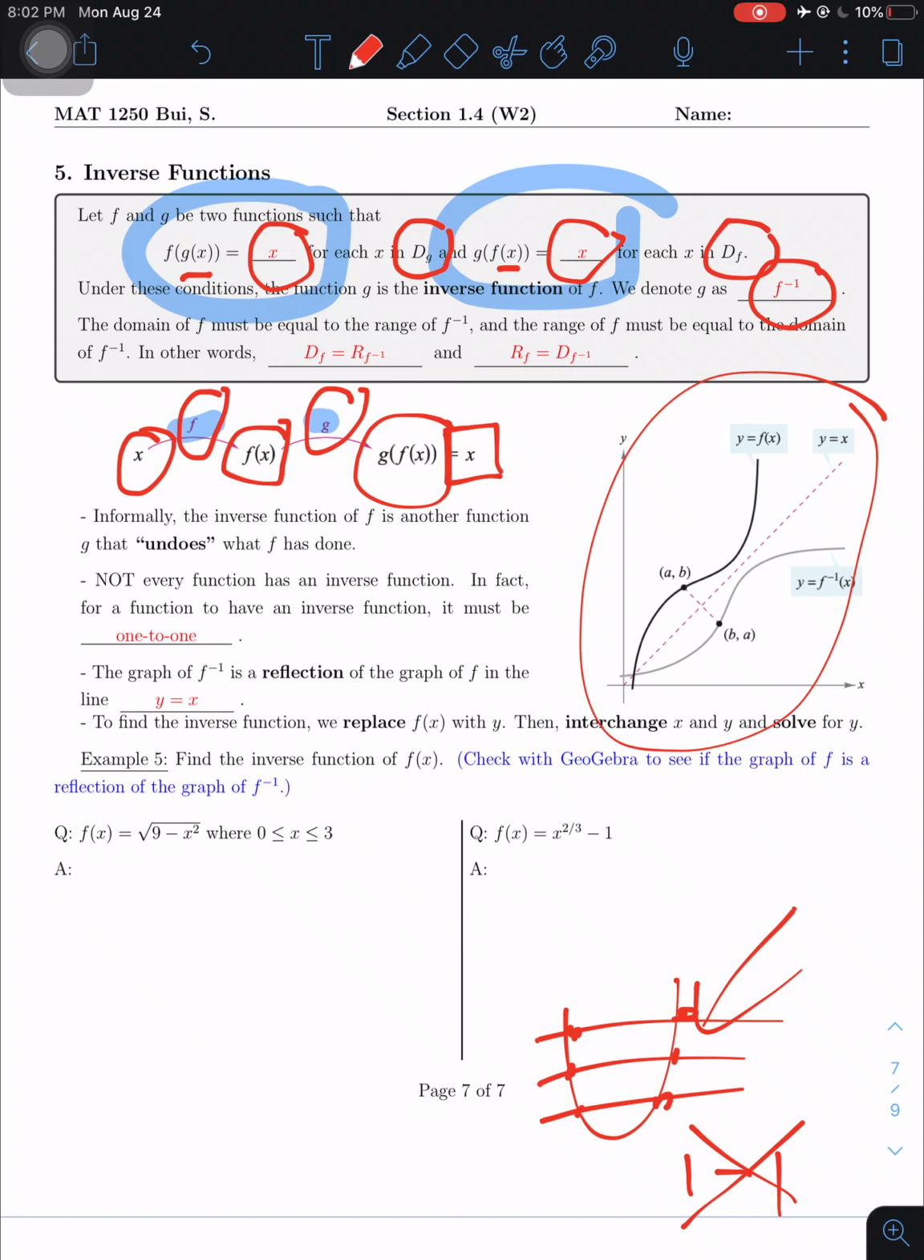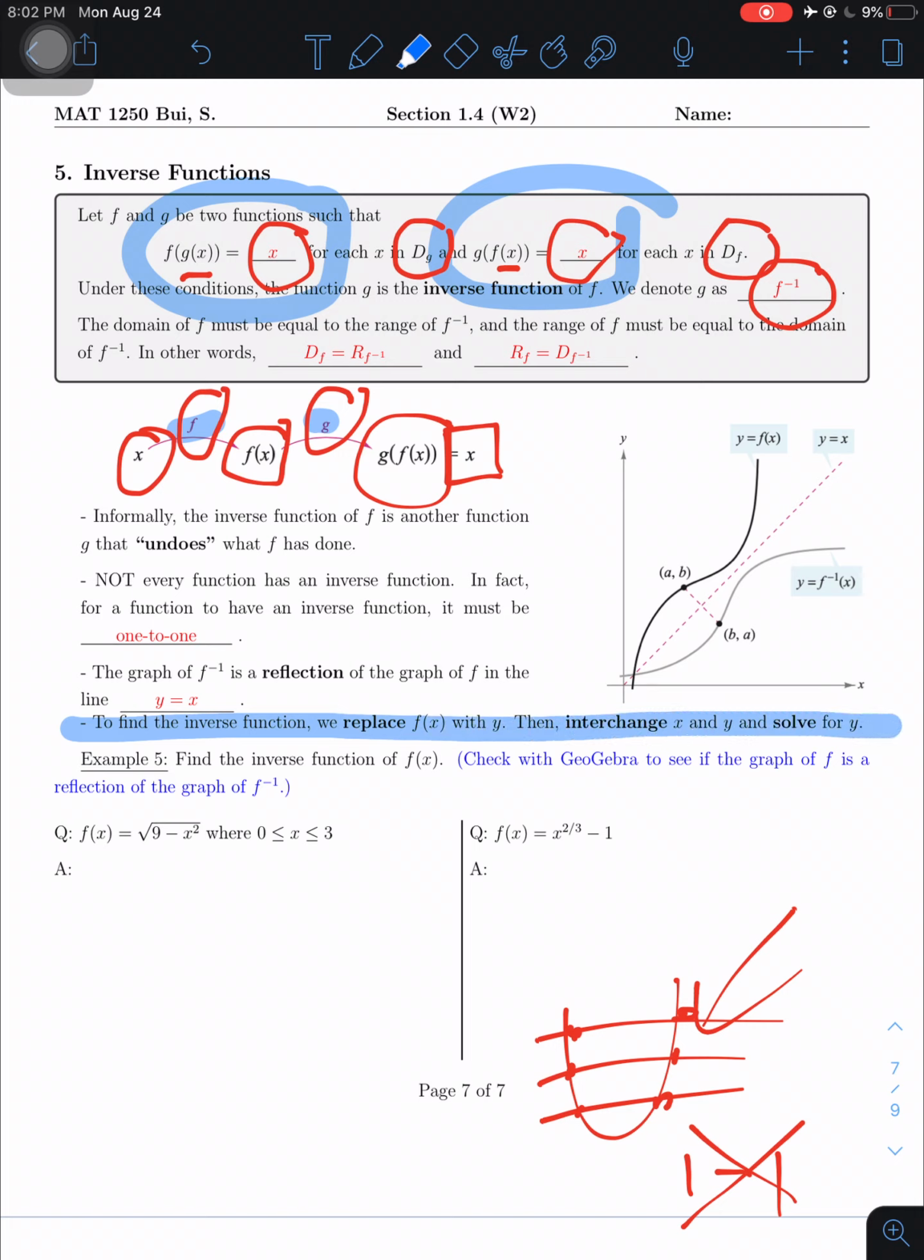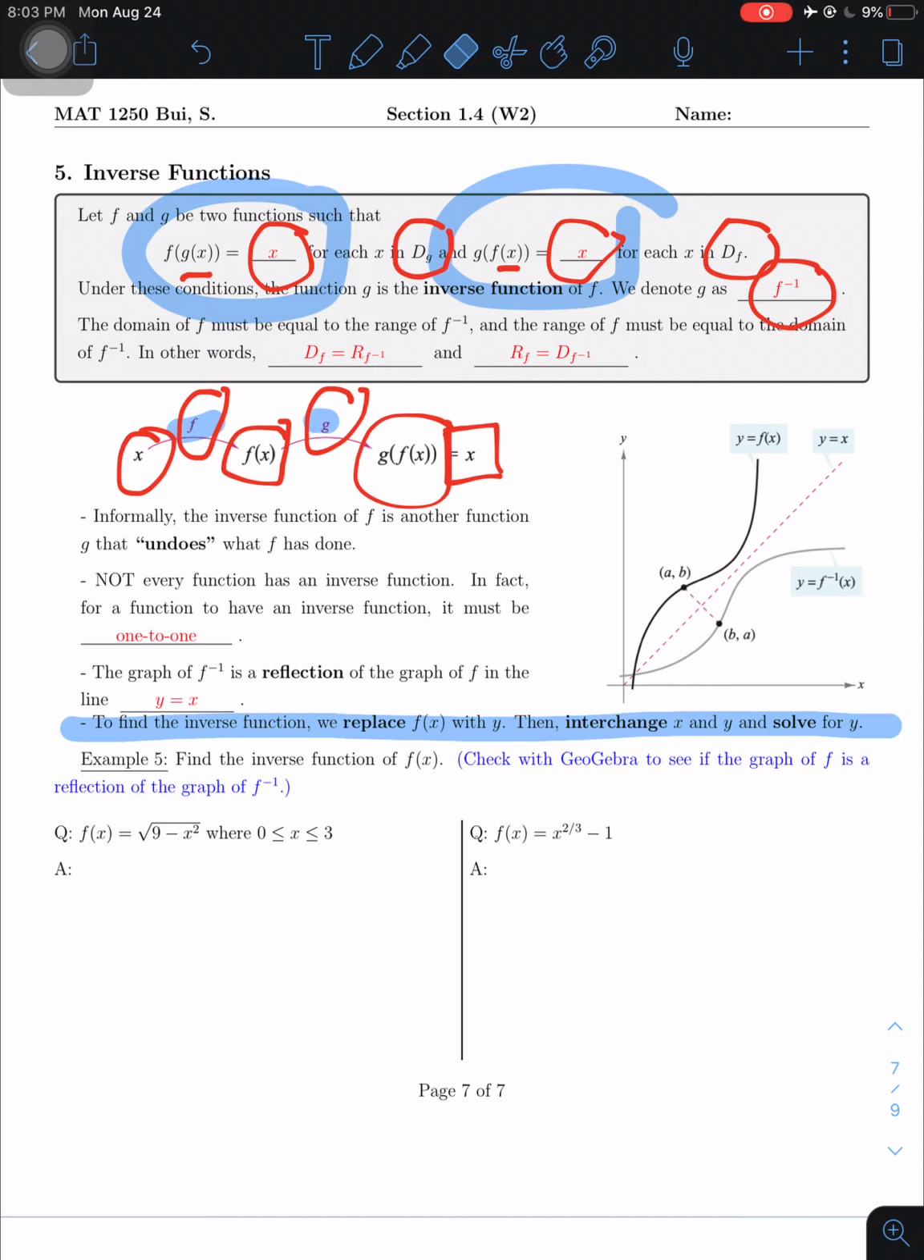Okay, here are some tips. To find the inverse function, first step, we replace f of x with y. Second step, we interchange x and y. And third step, we solve for y. If there's anything you have to remember on this page, it would be this last line. So make sure you understand this procedure and make sure you remember it. Okay? All right, let's do that out.